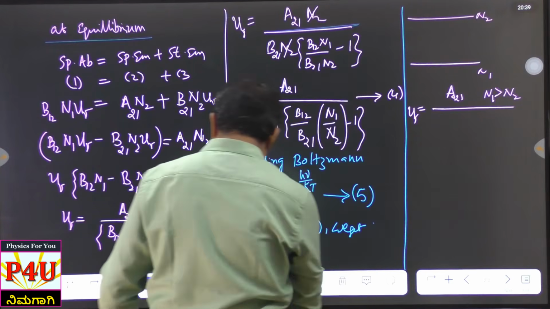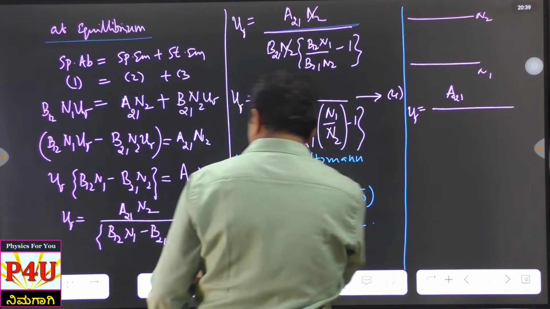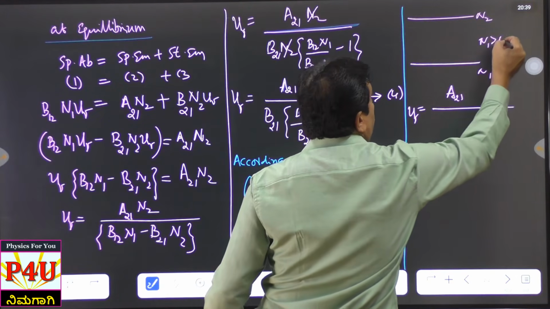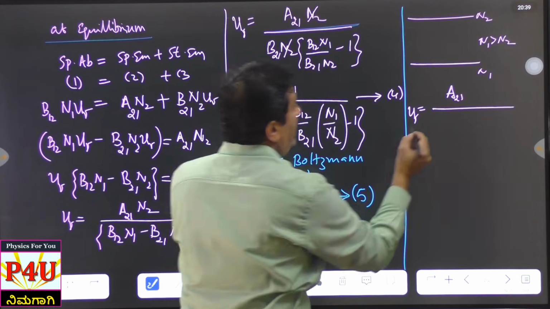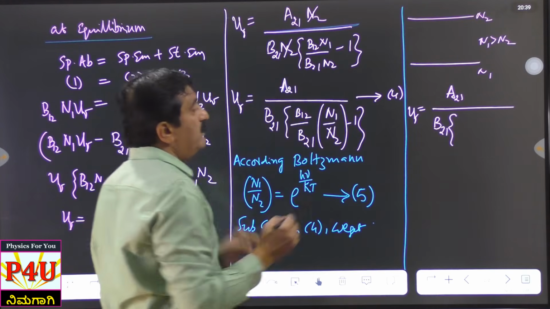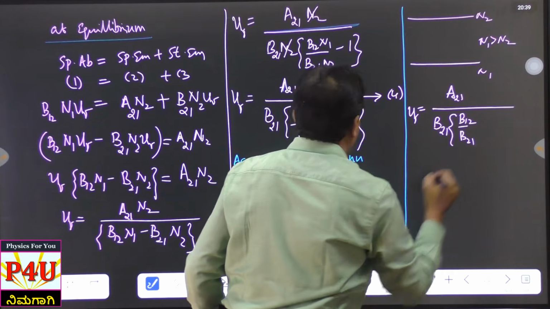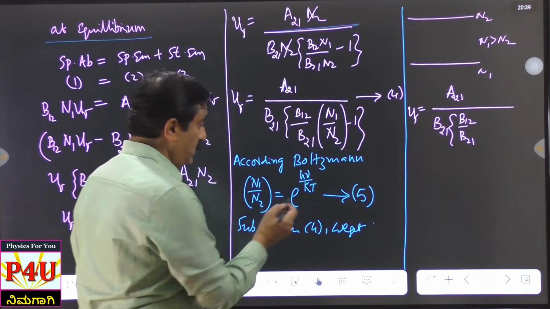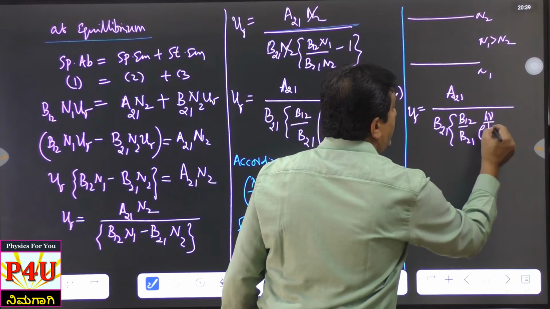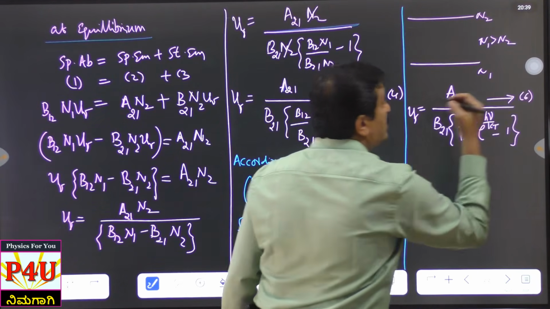okay, this I just remove. This is actually for the previous diagram, that is N1 greater than N2. Okay, A21 divided by B21, follow carefully, B12 by B21 as it is. In the place of N1 by N2, I write e to the power of h nu by kt minus 1 as it is. Call this as equation number 6.